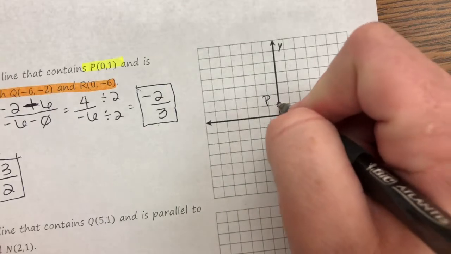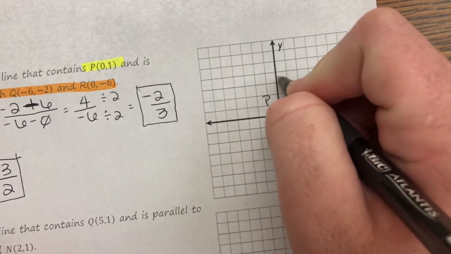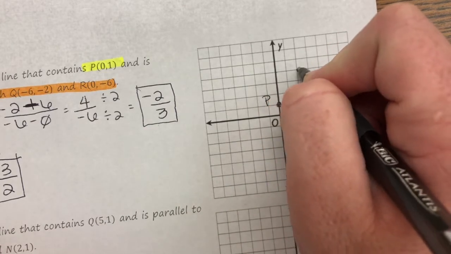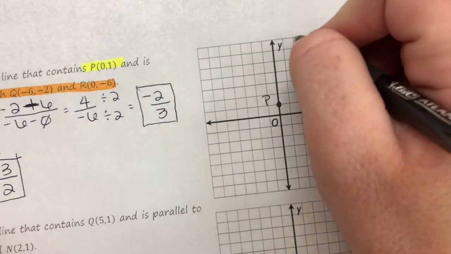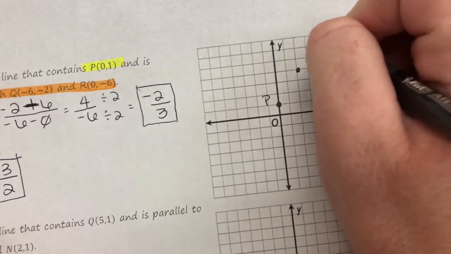Okay, so if we start at point P and we go up 1, 2, 3, and to the right 1, 2, we can put a point. We can do it again. Up 1, 2, 3, over 2, put a point.